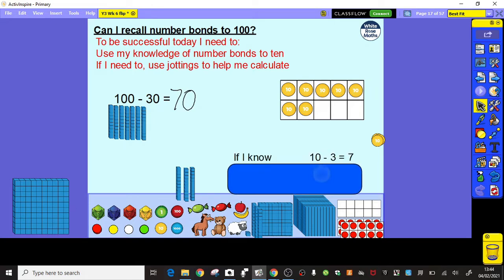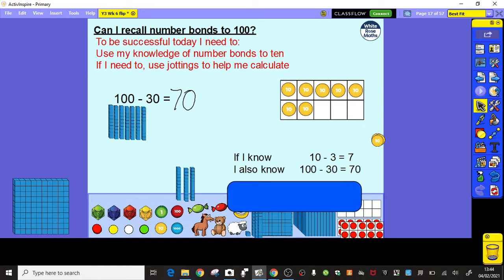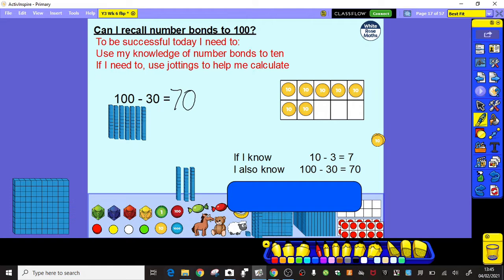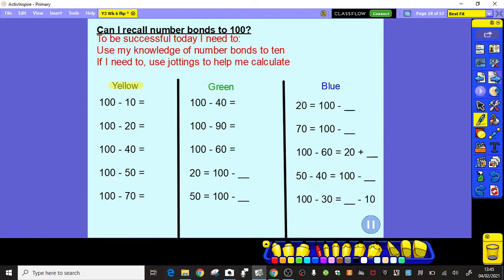So if we know that 10 take away 3 is 7, we also can work out that 100 subtract 30 is 70. Because like yesterday, we've made our 10 times bigger to 100. We've made our 3 10 times bigger to 30. And our 7 is 10 times bigger at 70. So we just need to remember those place values, and we can use our number bonds to 10 to help us calculate with larger numbers.